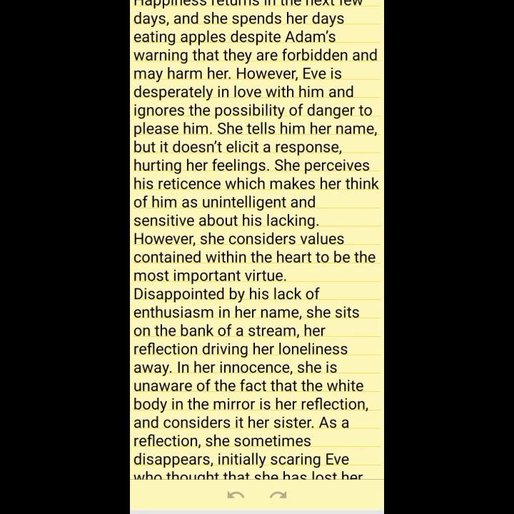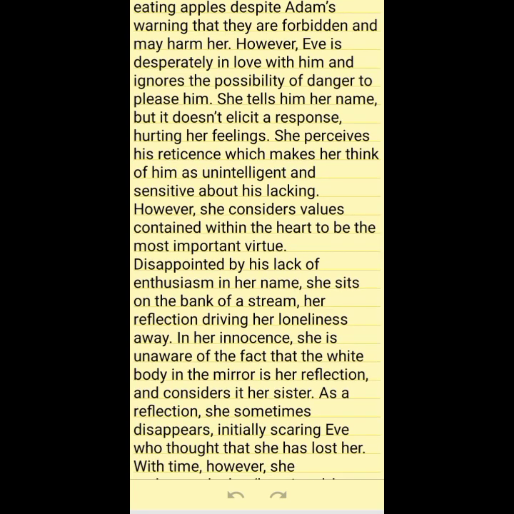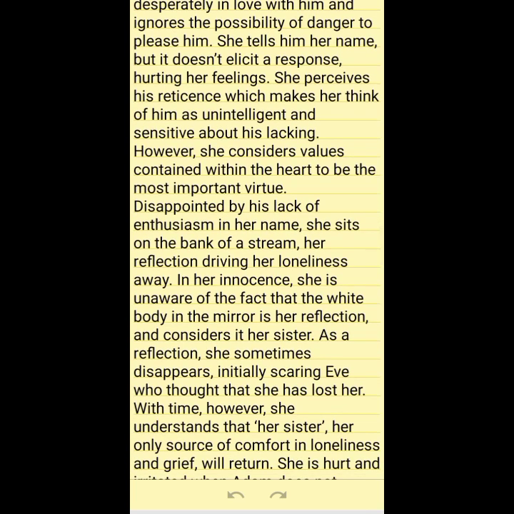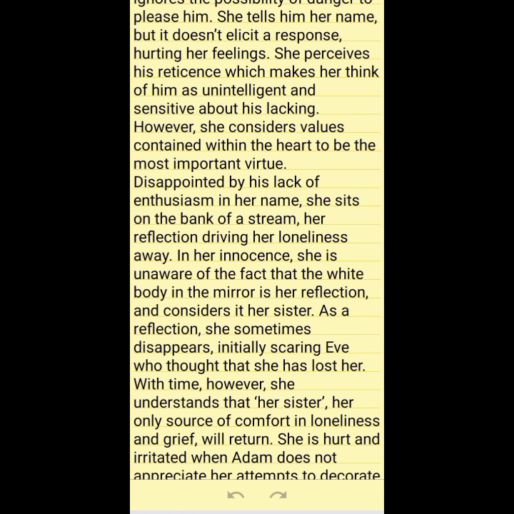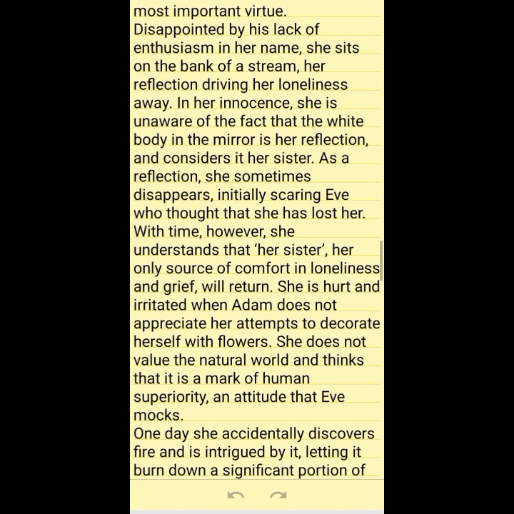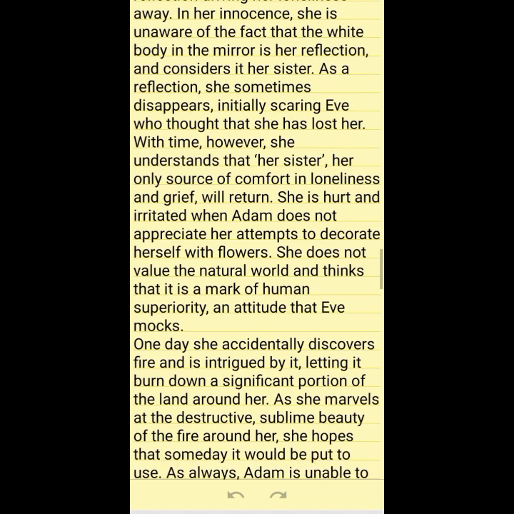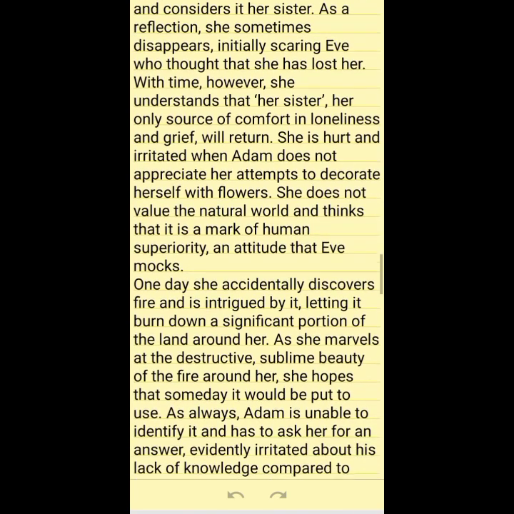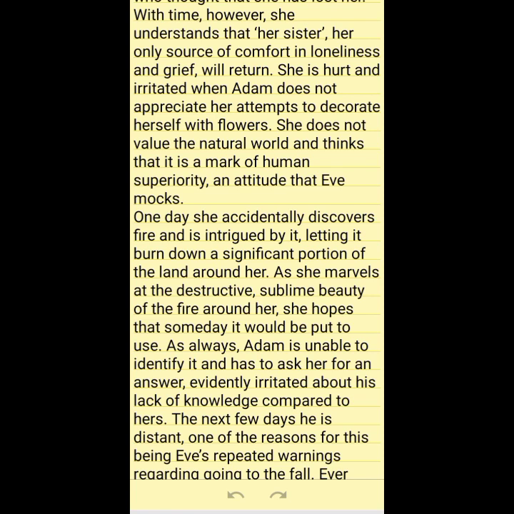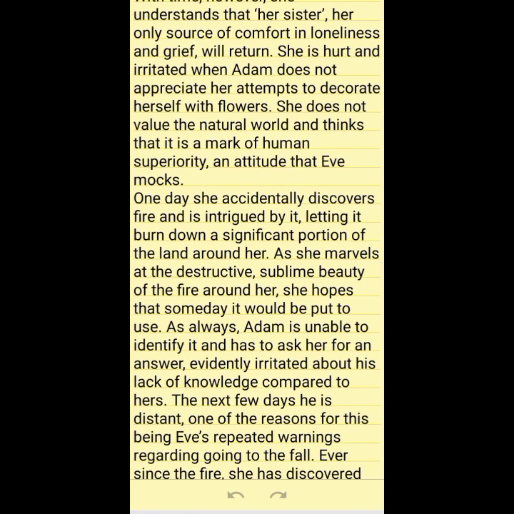She tells him her name, but it doesn't elicit a response, hurting her feelings. She perceives his reticence, which makes her think of him as unintelligent and sensitive about his lacking. However, she considers values contained within the heart to be the most important virtue. So here she is feeling sad and she saw her shadow in the water and she thinks that the shadow is her sister. Then she is hurt and irritated when Adam does not appreciate her attempts to decorate herself with flowers. Actually, Adam doesn't like nature.